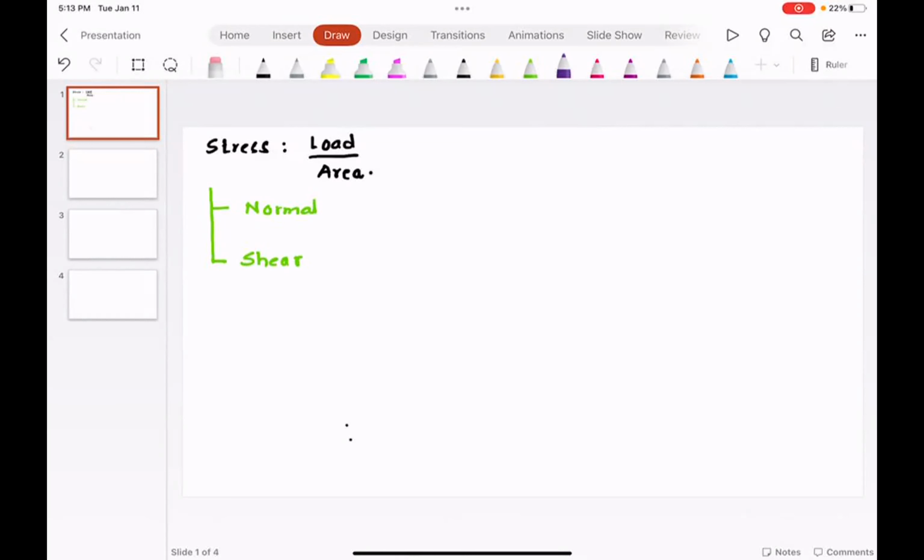So normal means perpendicular. So please understand, why do we call stress a normal stress? Normal stress load is perpendicular to area. And when you have load that is perpendicular to area, I'm gonna show you.